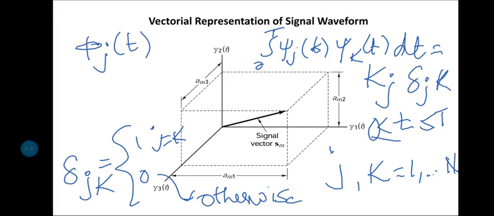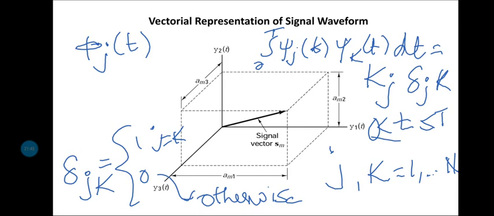So now we are going to look for the vector view of signals and noise. How do actually the signal or a noise can be represented in a vectorial form or in a geometric form. Now we are trying to present a geometric or vectorial view of a signal waveform, which are very useful for either baseband or bandpass signals.